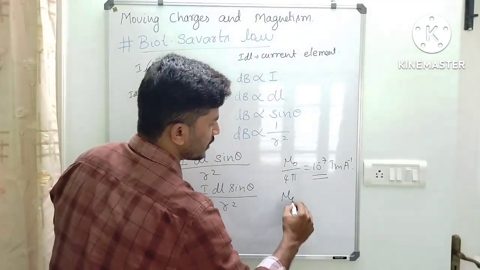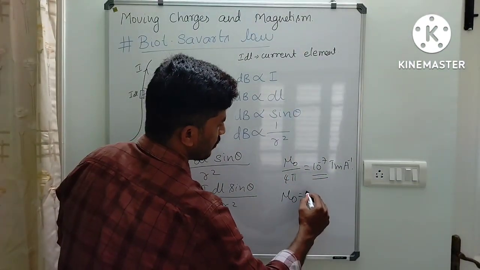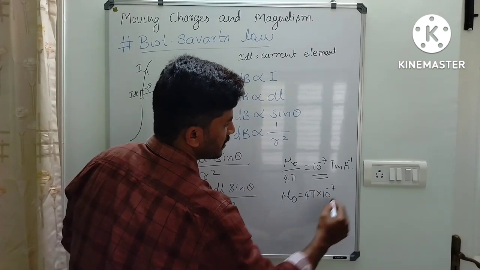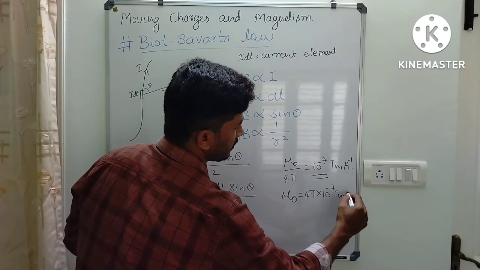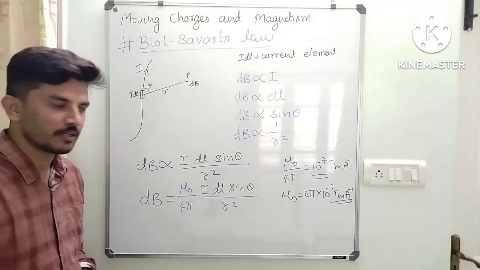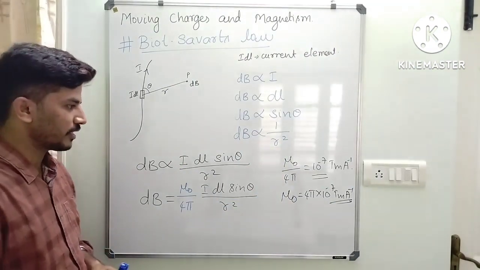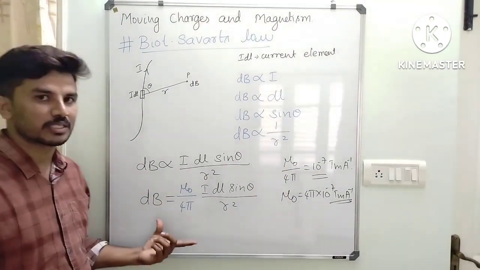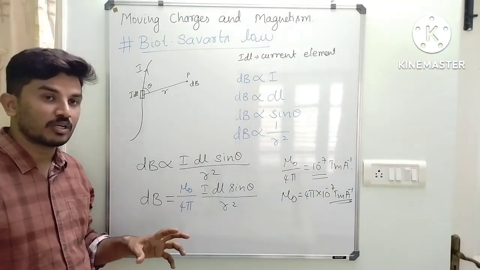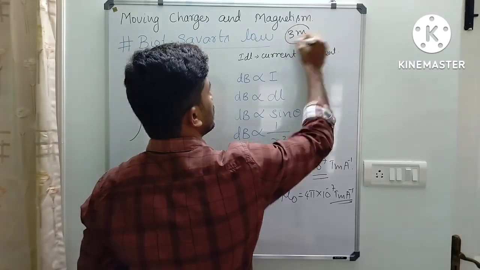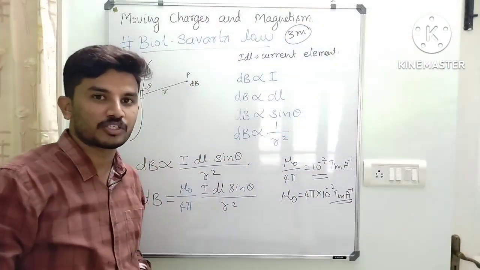And what is the value of mu naught? It is 4 pi into 10 to the power minus 7 Tesla meter per ampere. So that is the value of mu naught. Okay. Then this is called Biot-Savart's law. If they ask you, this is very important for 3 marks. This is very important for 3 marks board examination.